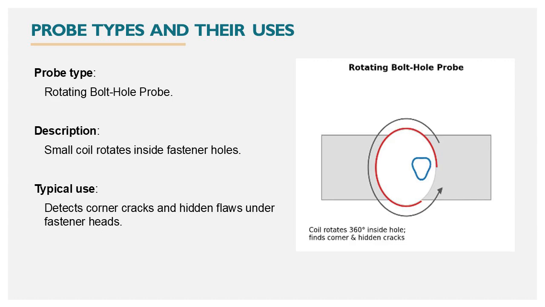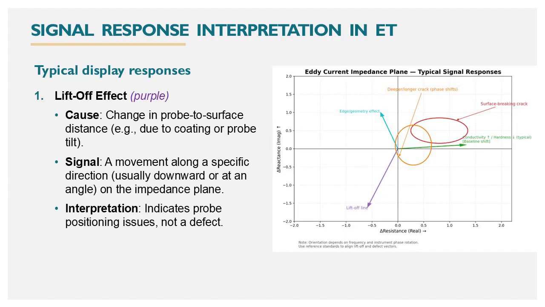Probe type number 7 is rotating bolt hole probe. It is a small coil that rotates inside fastener holes. Typically used to detect corner cracks and hidden flaws under fastener heads. Signal response interpretation in eddy current testing. Eddy current instruments typically display responses on an impedance plane diagram, XY plot. The signal changes based on the type of variation in the material.